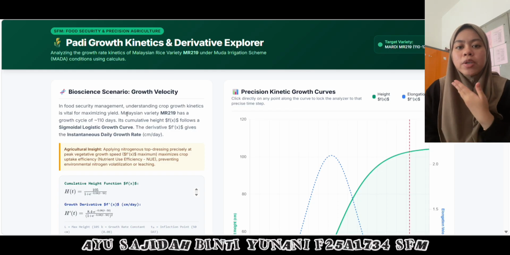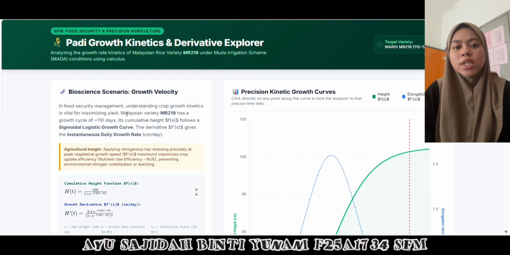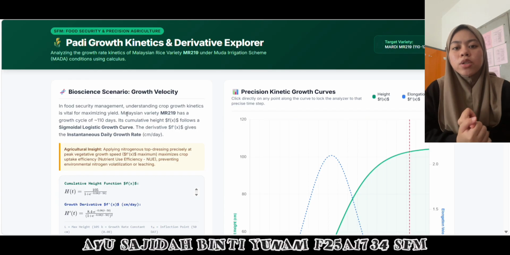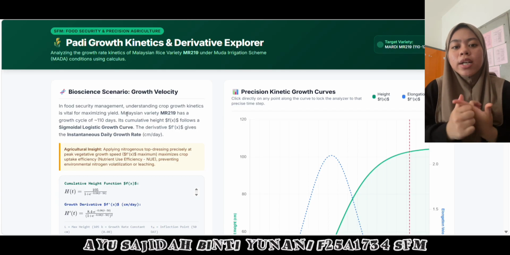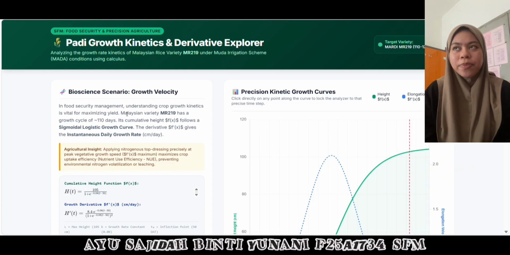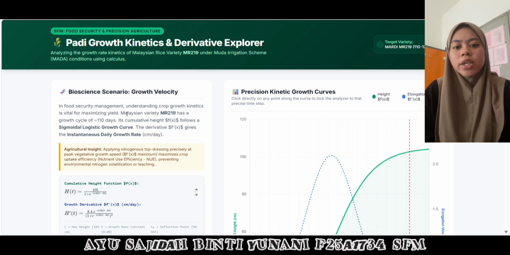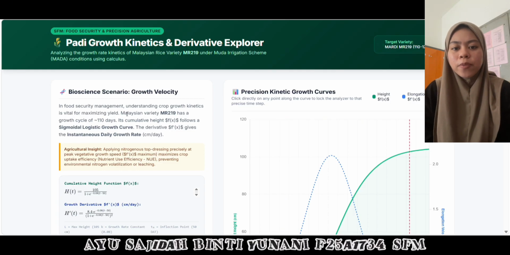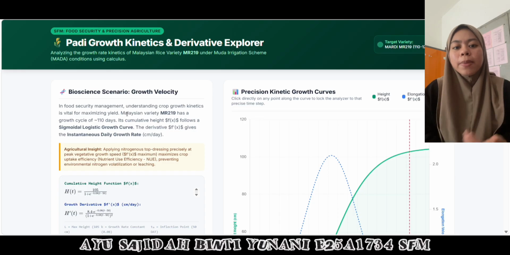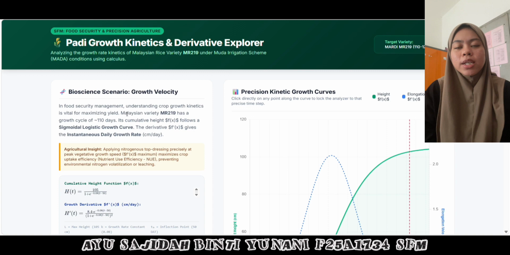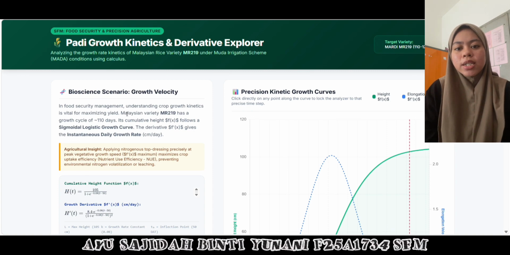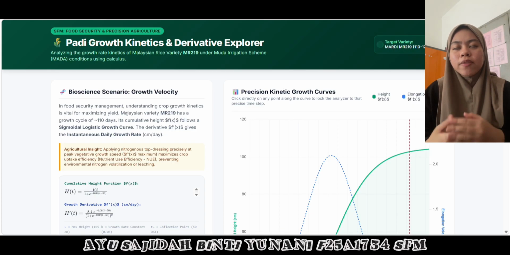This is the chosen bioscience problem. The dashboard covers three cases, which are the MR219 paddy growth curve, the red tilapia weight gain model, and palm oil content accumulation. For today, I will focus on the MR219 paddy growth curve. Why does it matter? Paddy plants need nitrogen fertilizer, but farmers often don't know the best day to apply it. By using growth models, we can identify the exact timing for fertilizer application, ensuring maximum yield and efficiency.